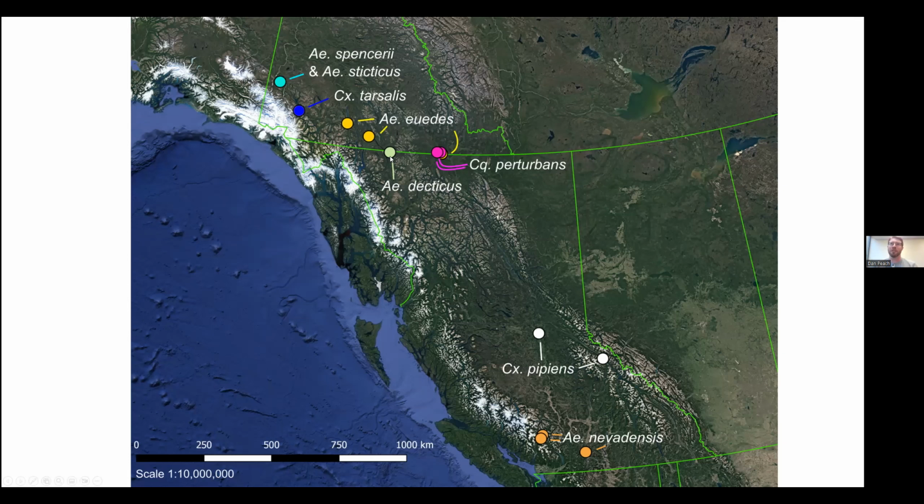Aedes decticus, that's just over the border in northern BC, but it probably comes much farther south. It's a bog mosquito, and not many people go tromping through bogs looking for stuff. Our Culex pipiens, that's a northern range extension. I'll get to that shortly. And then we have Aedes nevadensis.